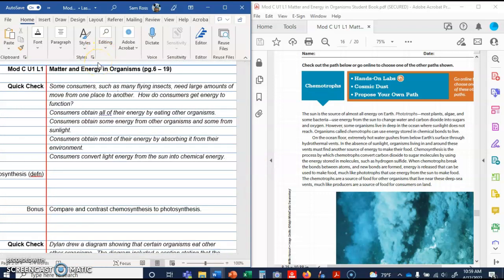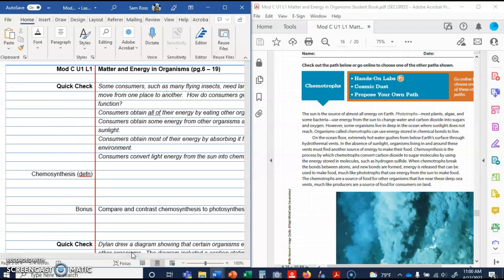Some consumers, such as flying insects, need large amounts of, I guess we'll never know. What are they needing large amounts of? Energy. Large amounts of energy to move from one place to another. How do consumers get energy to function? So consumers obtain all of their energy by eating other organisms. That is the answer.